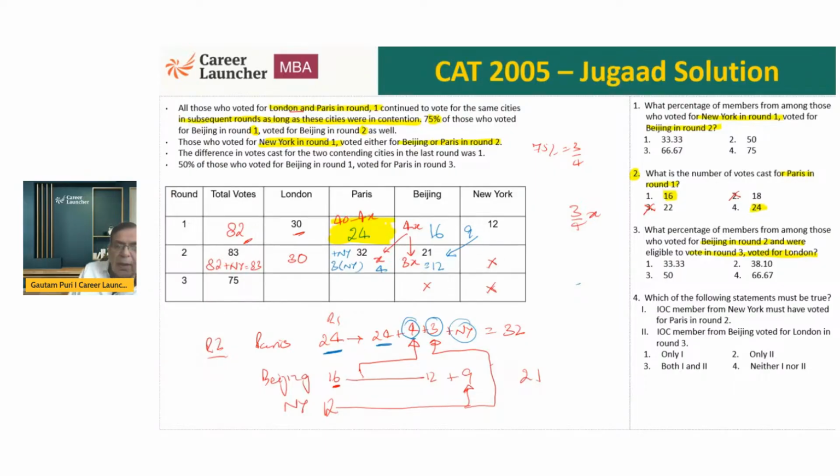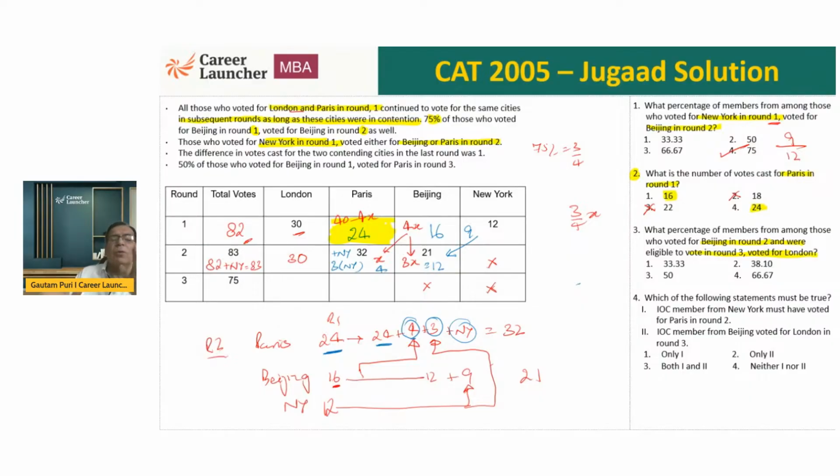Now, please tell me out here. Question number 1. What should your answer be? What percentage of members from among those who voted for New York in round 1 voted for Beijing in round 2? How many were voters who voted for New York in round 1? They were 12. Right? How many of them voted for Beijing in round 2? 9. So 9 by 12, 75%.